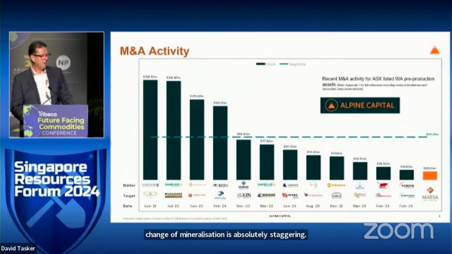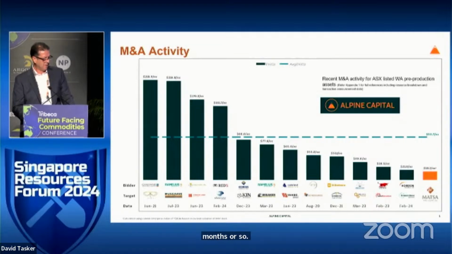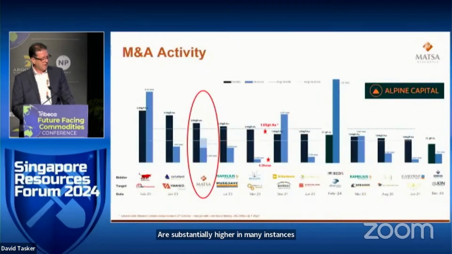Why do we say we're undervalued? Well, this map says a fair bit about it. Our EV is around about $18 an ounce, and you can see there in terms of some of the recent mergers and acquisitions over the course of the last 24 months or so, are substantially higher in many instances. The important bit in comparison to the other transactions that have occurred, if you have a look at this map, third from left, we're one of the highest grades in terms of the resources available.